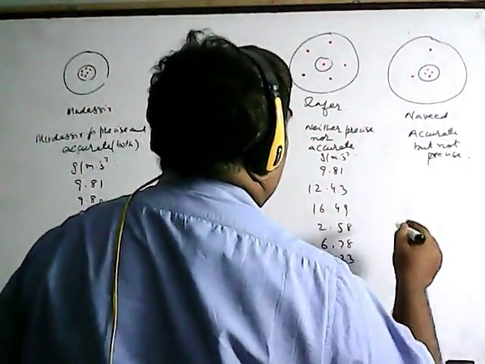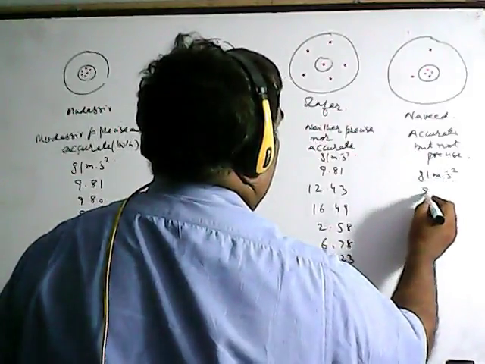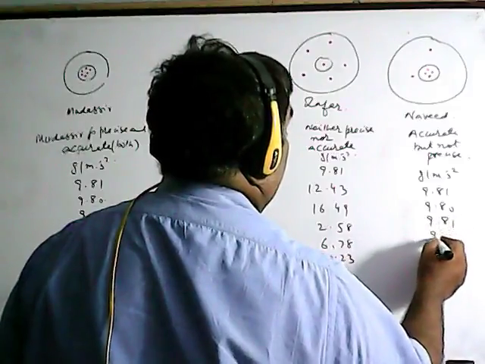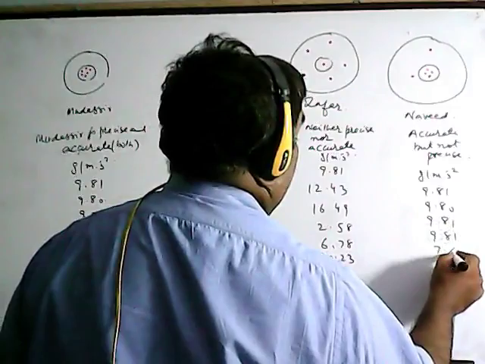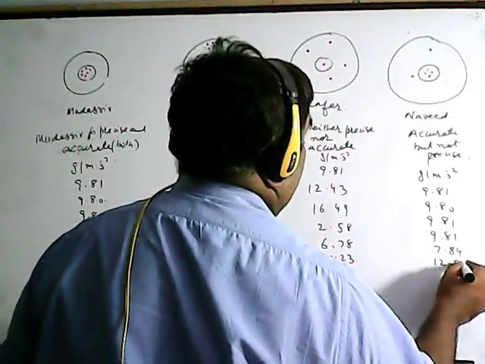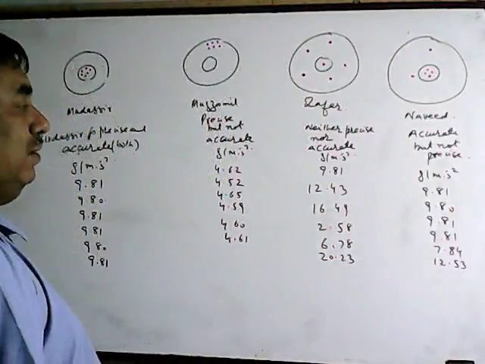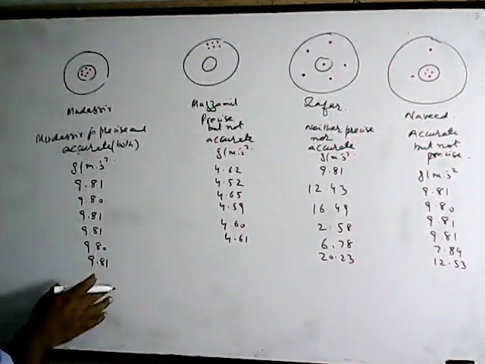Now see Naveed. Suppose he is getting g in meters per second square as 9.81, 9.80, 9.81, 9.81, then 7.84, then 12.53. Now he may be accurate, his average can be near 9.81 meter per second square, but he cannot be precise. So Mudassir is precise and accurate both.